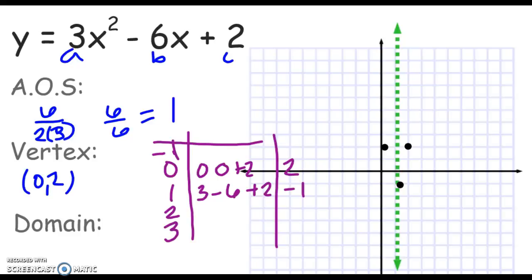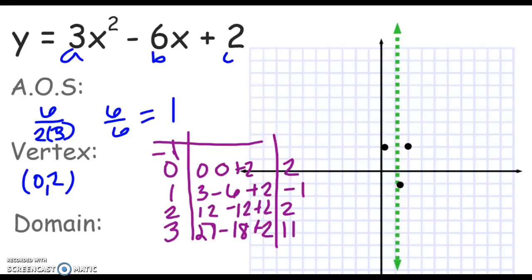If I do my 2, that would be 2 squared, which is 4. So 3 times 4 is 12, minus 6 times 2, which is 12, plus 2. So that's also going to be 2. And then my third point, I prefer to use my positive, so let's work with that. So 3 squared is 9, times 3 is going to be 27. And that's going to be minus 6 times 3, which is 18, plus 2. So then 27 minus 18 is going to be 9, plus 2 is going to be 11.